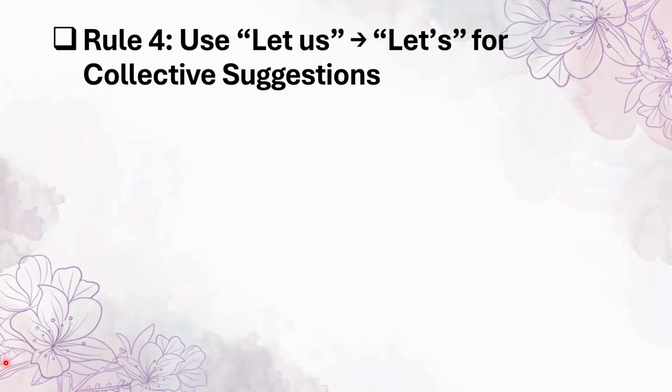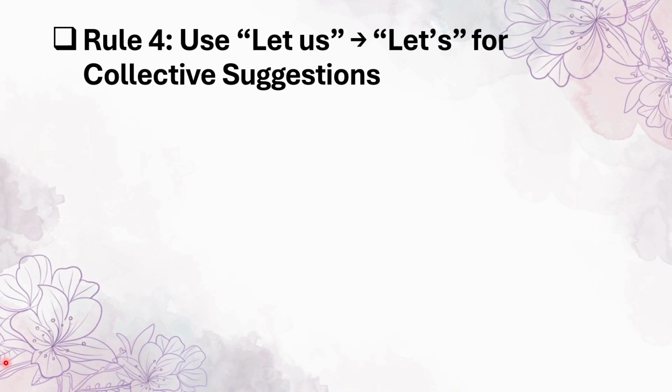Rule 4 is the use of let's, or let us, for collective suggestions. Sometimes declarative sentences don't just tell us something. They suggest an action for a group of people, especially when it includes we should. In such cases, the sentence is not a direct command, but more like a friendly suggestion that includes the speaker and others. So when we convert it into imperative form, we use let's, which is the short form of let us.